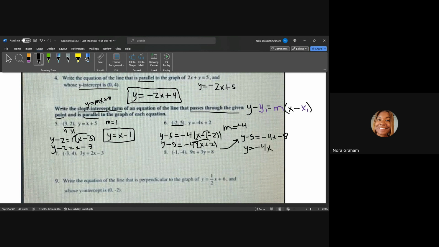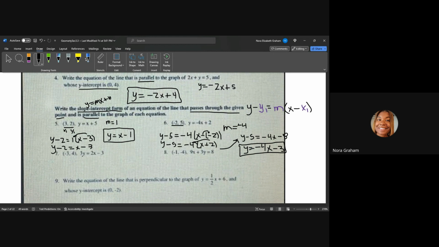I'm adding, so -8 plus that 5, that's going to give me a -3. Notice they have the same slope. So that is a line that is parallel to y equals -4 plus 2. And if I would graph those, they would be running right along each other. So let's do 7. For this one, we're doing the same thing, except this time our y is not isolated.